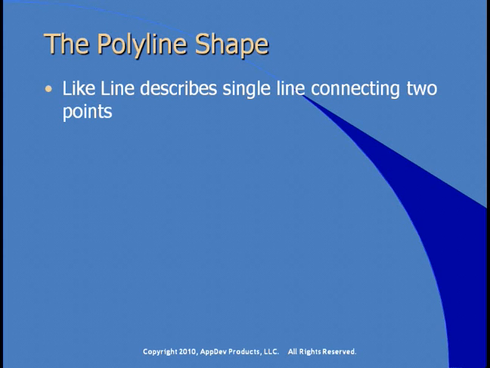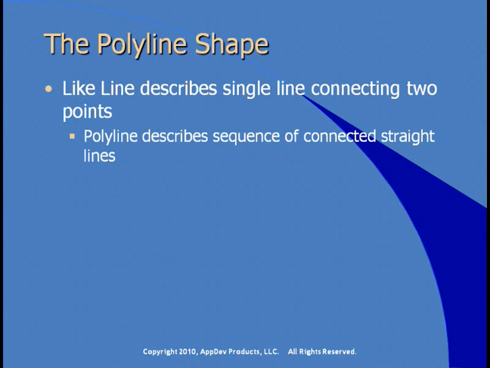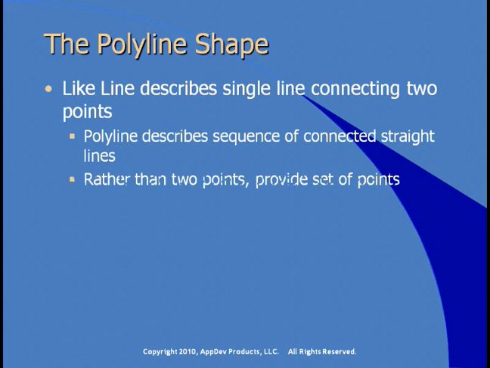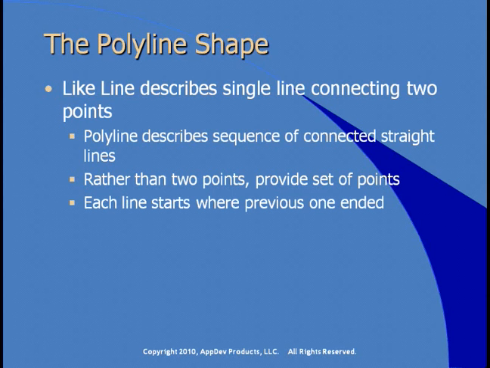Just like the line shape describes a single line connecting 2 points, the polyline shape describes a sequence of connected straight lines. Rather than just 2 points, you've got to provide a set of points. 1 point at the start, then the next intermediate point, then the next intermediate point, and so on until you specify the final point. Each line starts where the previous one ended.